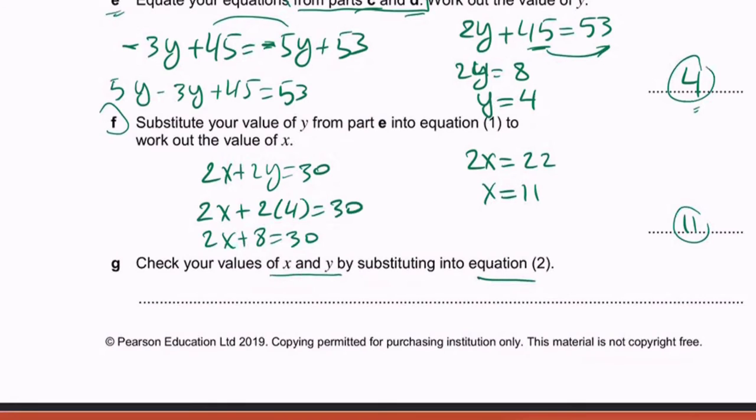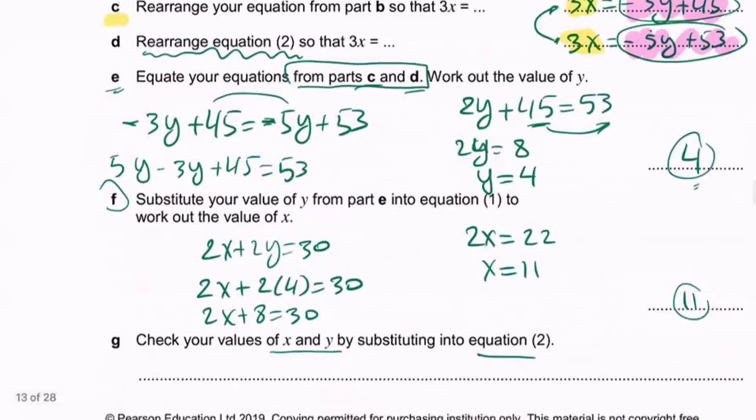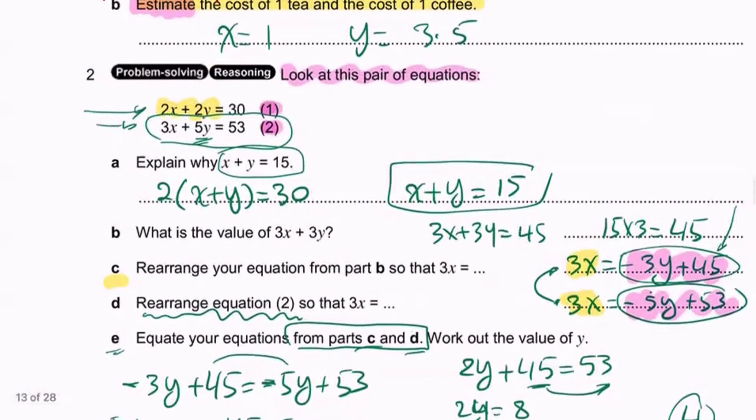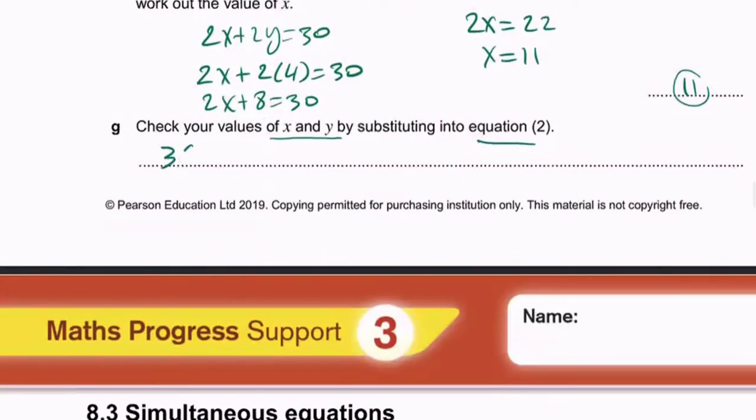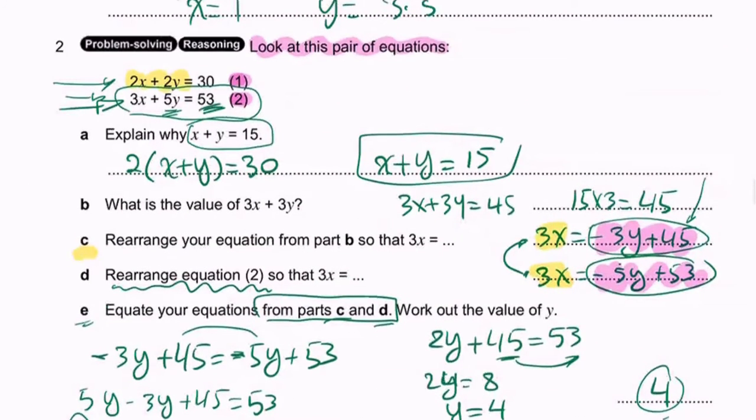Because the solution is the intersection point, and we told that the intersection point has to satisfy both equations. So if it's not satisfying 2, the solution is wrong. So let us substitute into 2, which is 3x plus 5y equals 53. 3x, which is 11, plus 5y, which is 4. So 3 times 11, 33. 5 times 4, 20. 33 plus 20, 53. Okay, and it's 53. So your solution is correct.